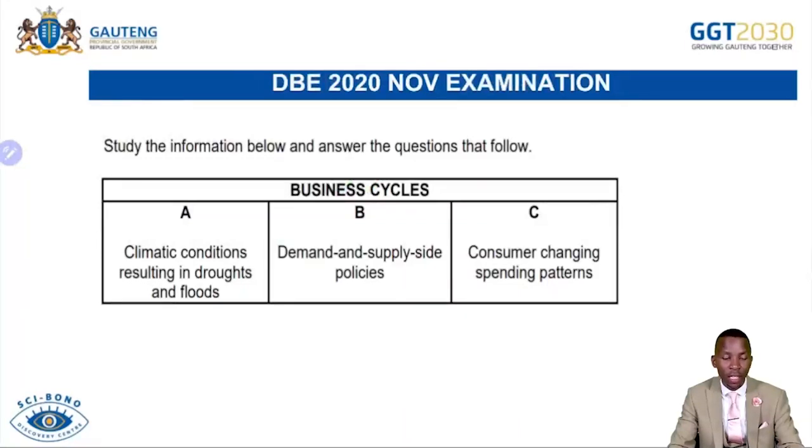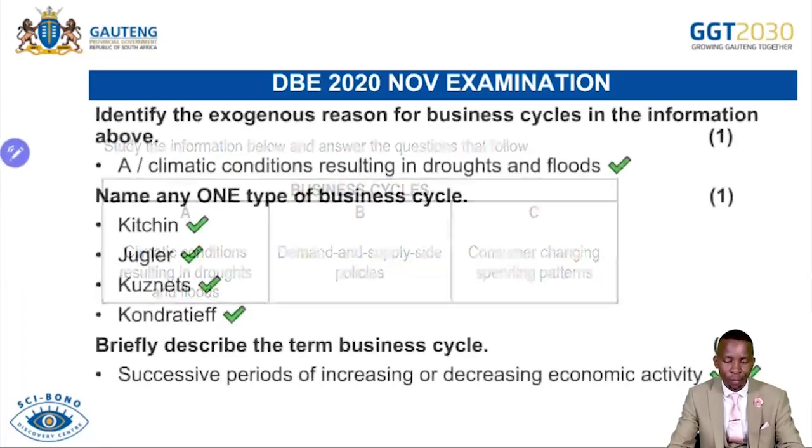And then you're also given a data response here from the DBE 2020 November examination that talks of business cycles, climate conditions resulting in drought and floods, demand and supply policies, and consumer changing spending patterns. So you simply link this. These are exogenous factors. These are a part of endogenous factors. And then we talk about demand-side and supply-side policies, which is an economic paradigm.